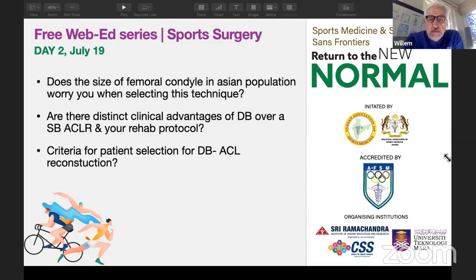And my friend from Japan, they do it in small people, you can still do double bundle. I don't think that's a problem. And I think the main reason is that the double bundle takes more load earlier in the full range of motion.